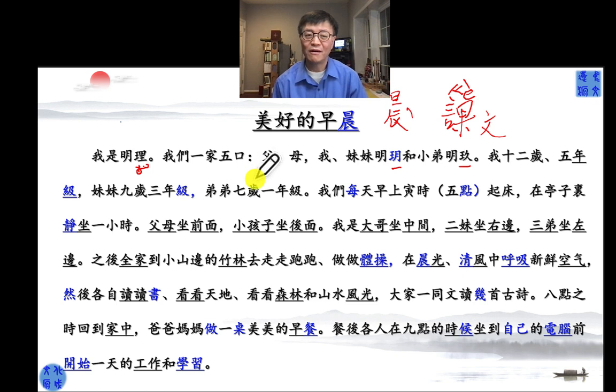我们一家五口. We have five people in the family. 父母, father, mother. 我妹妹, younger sister. Her name is Ming Yue. 我叫明李, 叫明月, and my little brother, 明九. I'm going to explain all these characters in the next period. I'll read through. Go with my flow. The first time you see this, if you can take a guess, you get maybe 70% or even 60% right. You're there already.